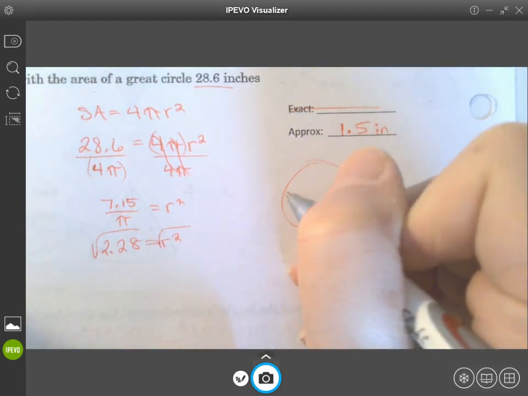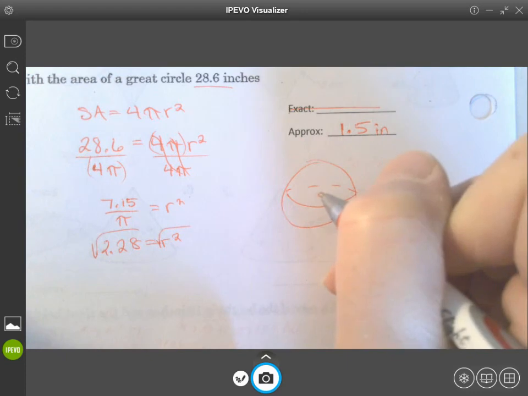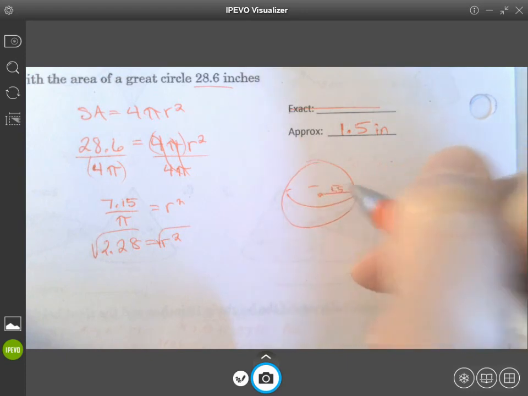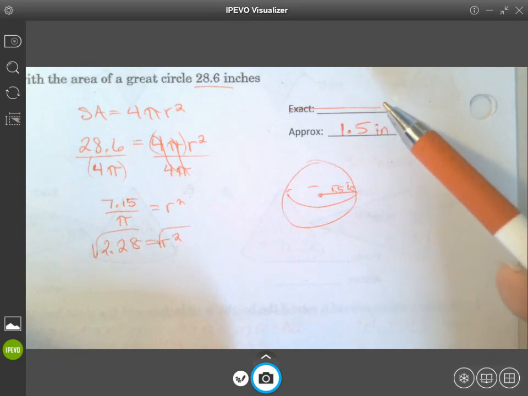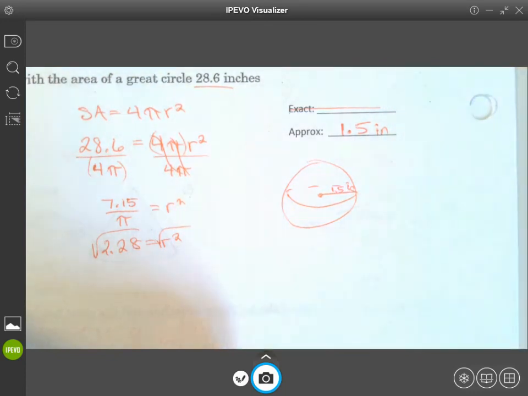So picture your sphere. You found the radius to be about 1.5 inches. That's what you found. That's not exact. We rounded it. We cut off the rest of the numbers. All right, so that is what I wanted to show you.